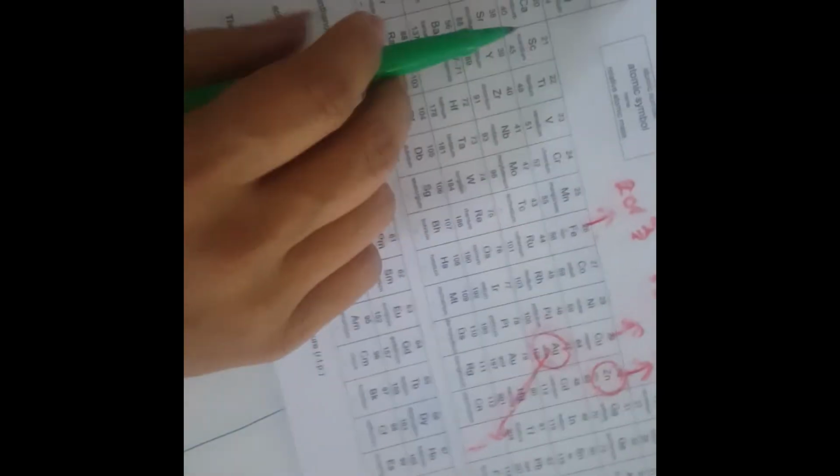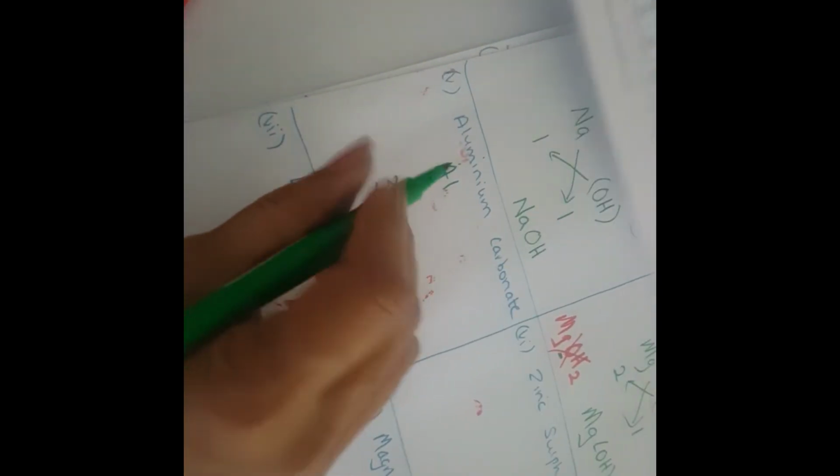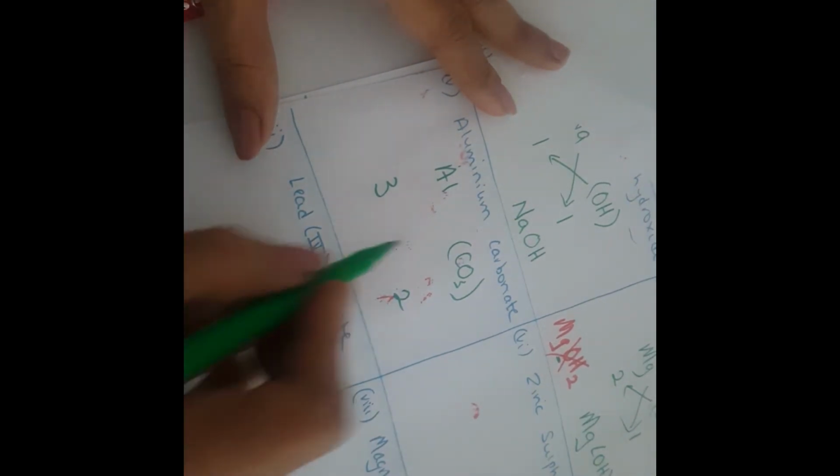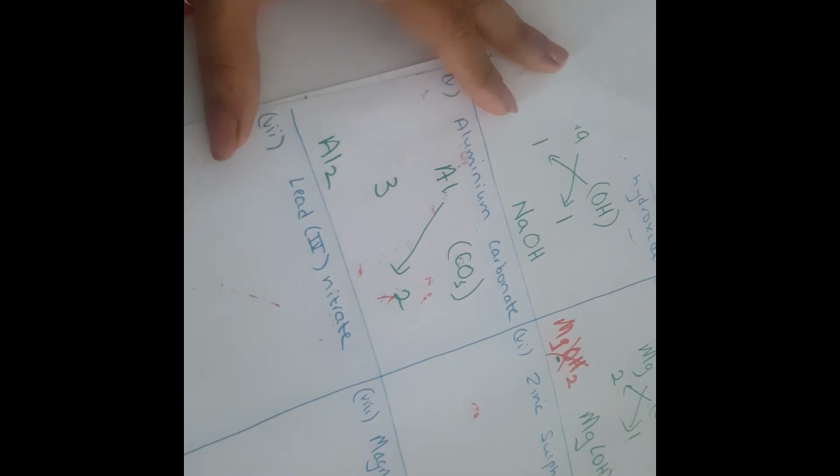Then we have aluminium carbonate. Aluminium is Al, and from the periodic table, it's a 3. Here, it's a 3. Carbonate is CO3 with a valency of 2. So CO3 with a valency of 2. Then the bracket again, and then you cross it. So Al takes the 2. The whole of the CO3, with the bracket, takes the 3.